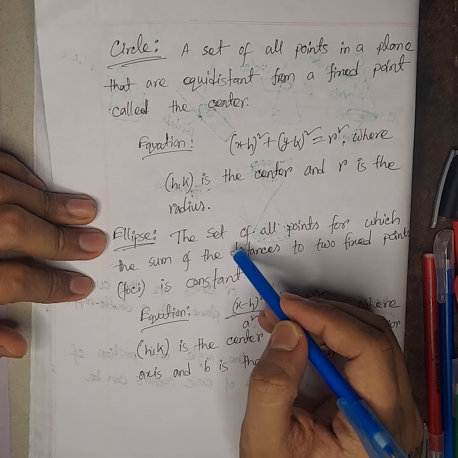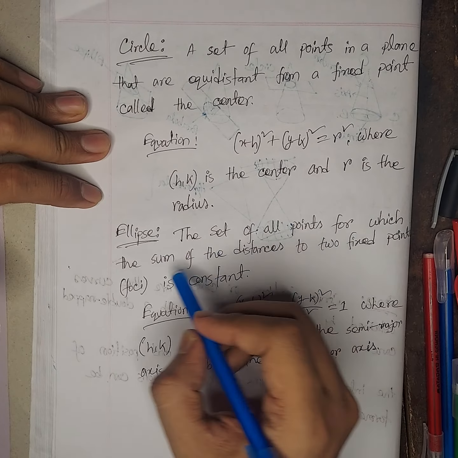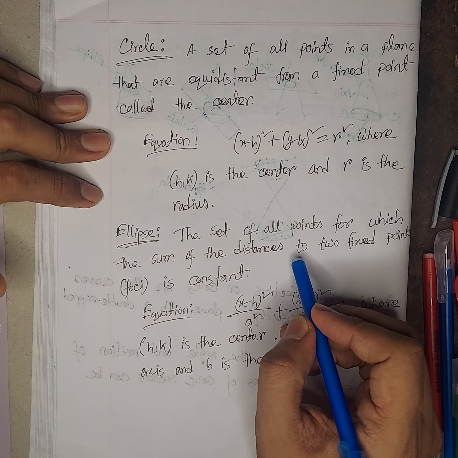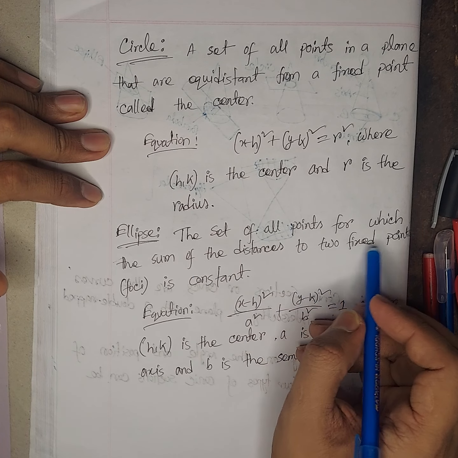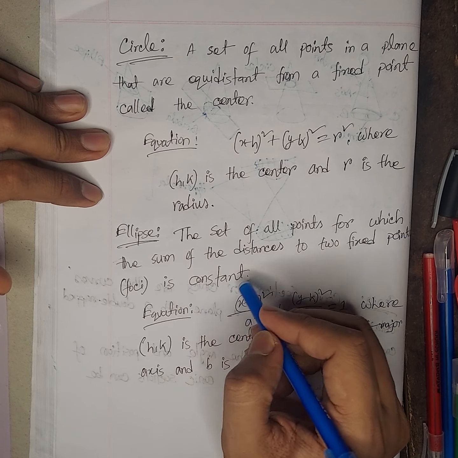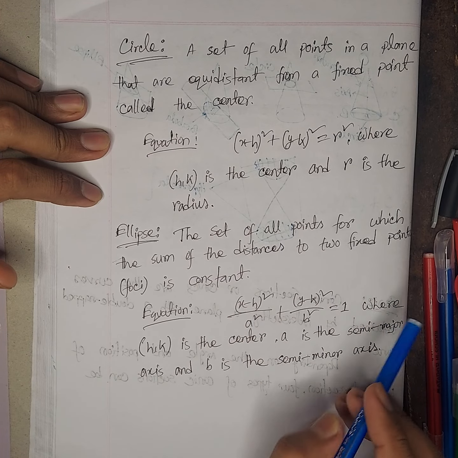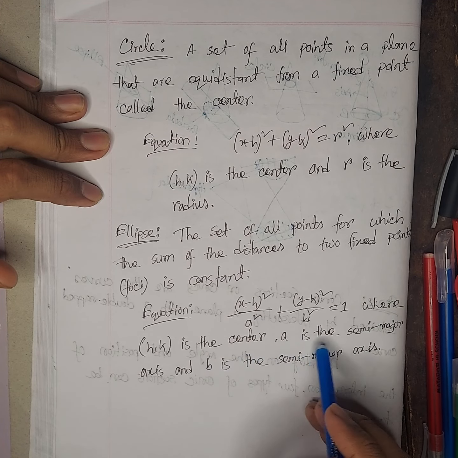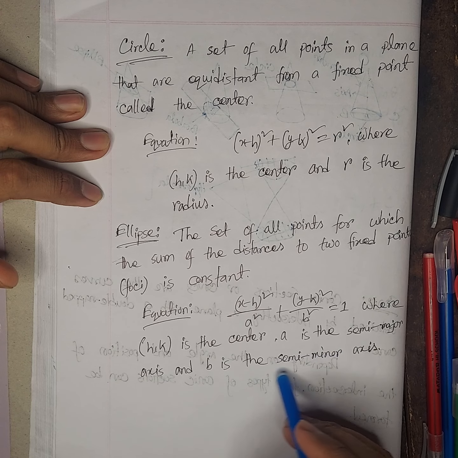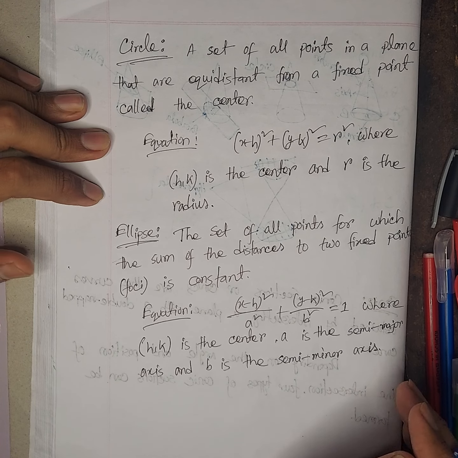Second, ellipse: the set of all points for which the sum of the distances to two fixed points is constant. Here this is the equation of an ellipse where (h, k) is the center, a is the semi-major axis and b is the semi-minor axis.